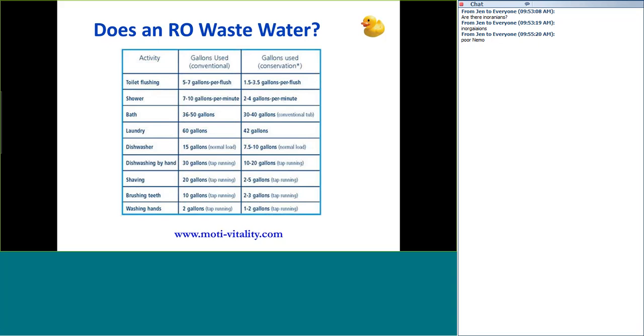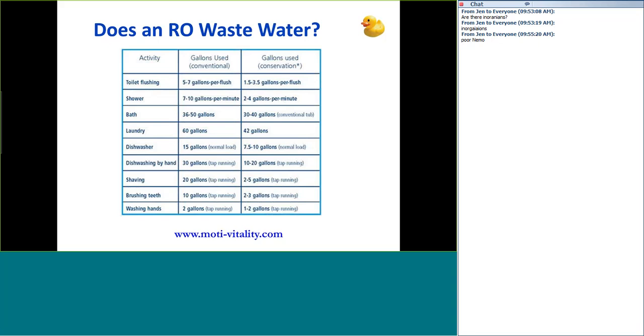So a conventional toilet is going to use, let's go with the efficient ones. The efficient ones, okay, because most of the toilets nowadays are efficient. They have more efficient flushes. So 1.5 to 3.5 gallons per flush. Multiply that by 10 people in the house. It's like the Octomom's family.